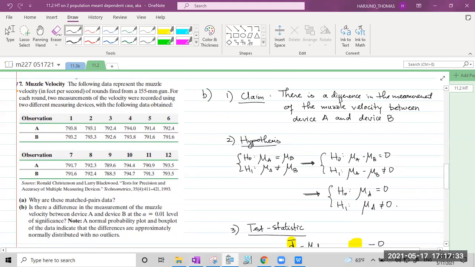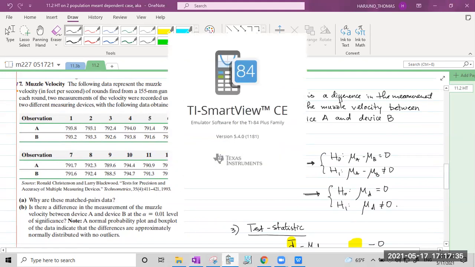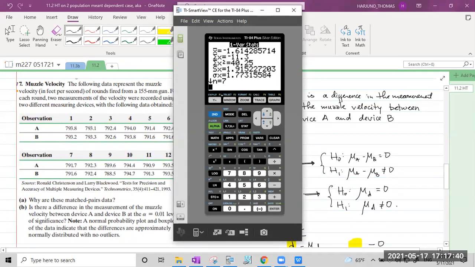There will be 12 numbers to put in, times 2, so 24. Okay, I go to stats. I remember that we use L1, L2, L3, right? So let's clean them up first. So clear list. We need to clear list 1, comma, list 2, comma, list 3. Okay, then go back, edit list 1, observation A's.